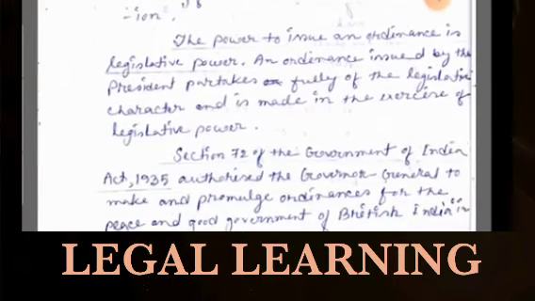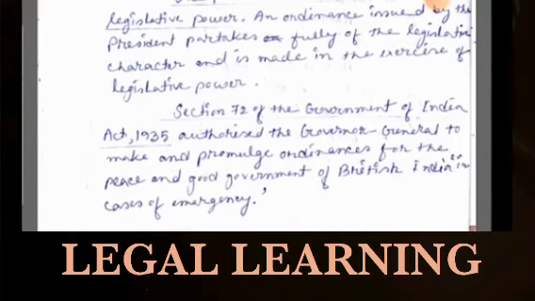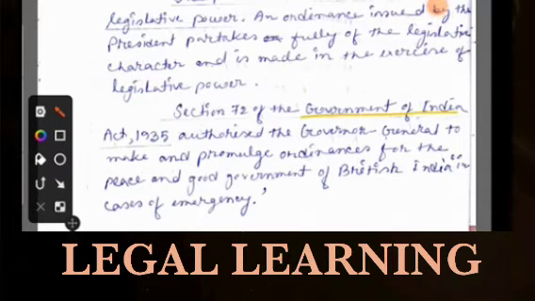The power to issue an ordinance is legislative power, obviously, because it is used when both houses are not in session and the situation demands immediate action. In those cases, the ordinance can be promulgated. An ordinance issued by the President partakes fully of the legislative character and is made in the exercise of legislative power. Section 72 of the Government of India Act 1935 authorized the Governor General to make and promulgate ordinances for the peace and good governance of British India in case of emergency. So it is relating to British India. And we know that most of our constitutional provisions have been derived from this legislation, the Government of India Act 1935, right? So Section 72 of the Act was also similar. So in the British era also we find similar provisions.